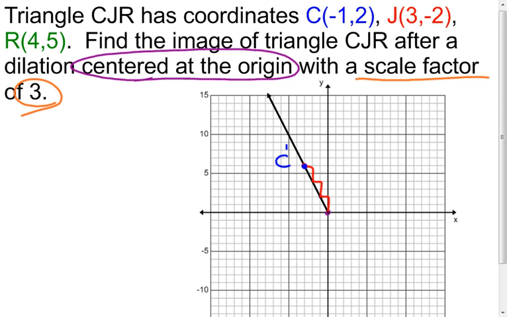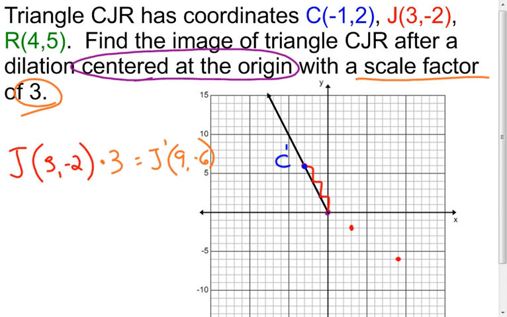Now another way to look at it, since I have the origin as the center, I can take my J, which is at 3, -2, and since the scale factor is 3, this isn't the proper notation, but I'm just going to multiply both of those coordinates by 3. Then I'm going to end up with my J prime, which is going to be at 9, -6. That's another way to do this. So if I plot that one, J was at 3, -2, excuse me, and then J prime is at 9, -6.